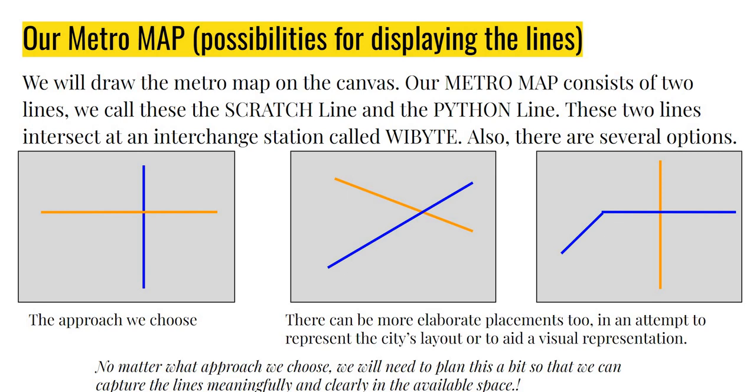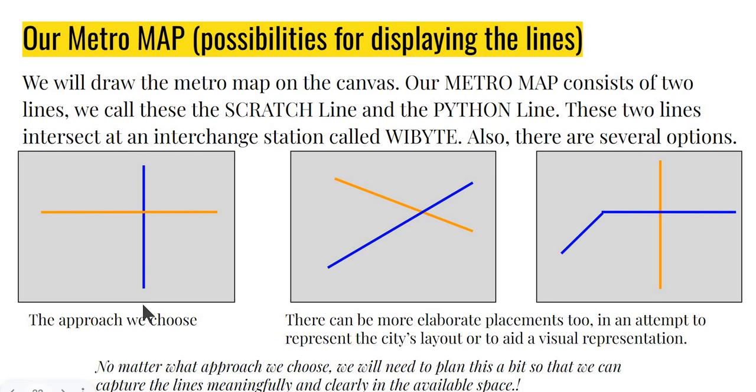Having understood the methods available with the canvas widget, it's now time for us to start putting together the map itself. Now remember, the whole idea is that we have two lines which are crisscrossing each other at a particular station called YByte. These two lines are called the scratch line and the Python line for us. Scratch line is orange in color and Python line is blue in color.